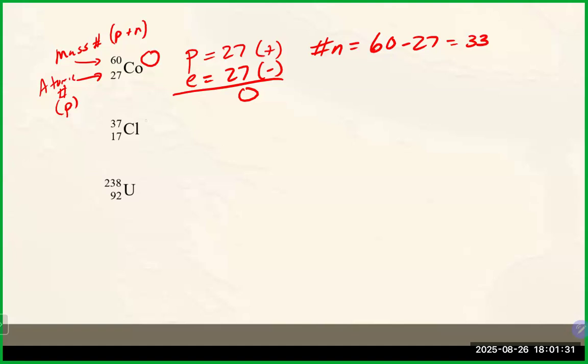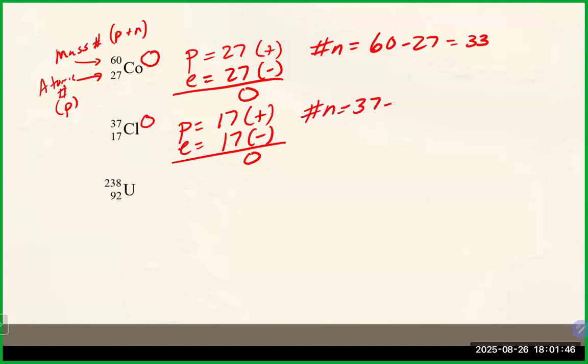Cl, which is chlorine, once again has no charge. So the protons are going to be the atomic number on the bottom, 17. Because it's neutral, it will have a matching number of electrons to give us no charge. And in this case, our number of neutrons would be 37 minus 17, which looks like 20.